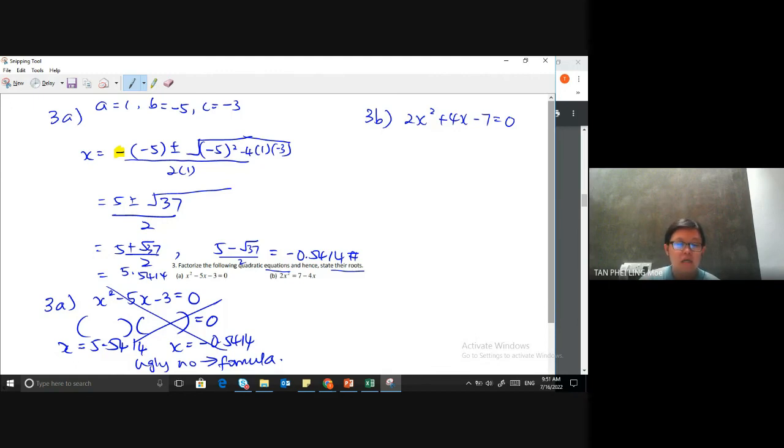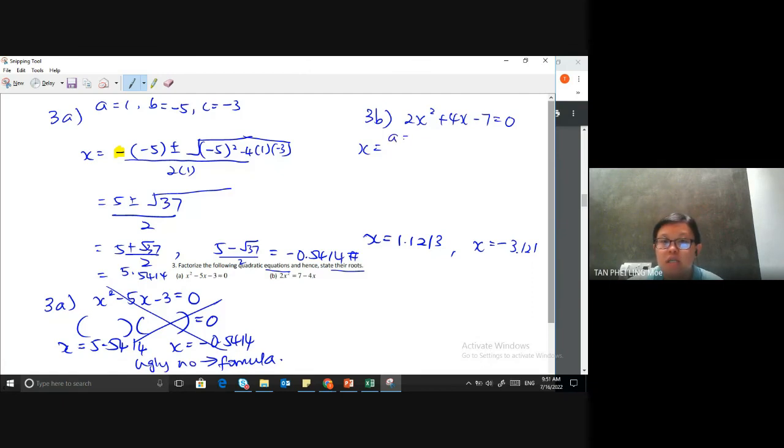Let me write down first. I get x is 1.1213, and another one is x is negative 3.121. So there's no nice number, ugly number, which means you cannot run away from doing the formula. It's a crucial step to solve this.